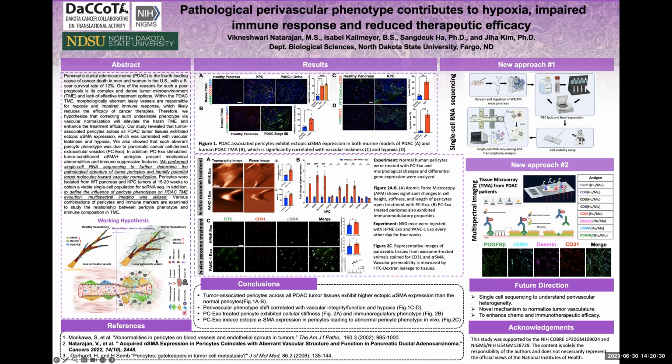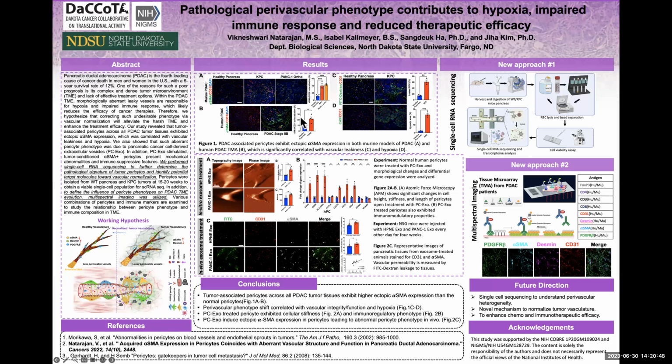our working hypothesis. So our previous study revealed that PDAC tumor vessels are surrounded by pathological pericytes that express a significantly high amount of alpha SMA, which is alpha smooth muscle actin.